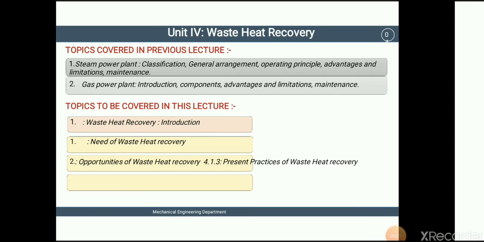In the previous chapter we discussed steam power plant, its classification, arrangement, that is layout of a steam power plant, then operating principle, advantages and disadvantages, and the maintenance related to the thermal power plant. Also in that chapter we discussed gas power plant, in which we went through open cycle, closed cycle gas turbine, then various components of the gas turbine cycle, then advantages and disadvantages of a gas turbine power plant, and then the maintenance procedure to be followed in a gas turbine power plant.